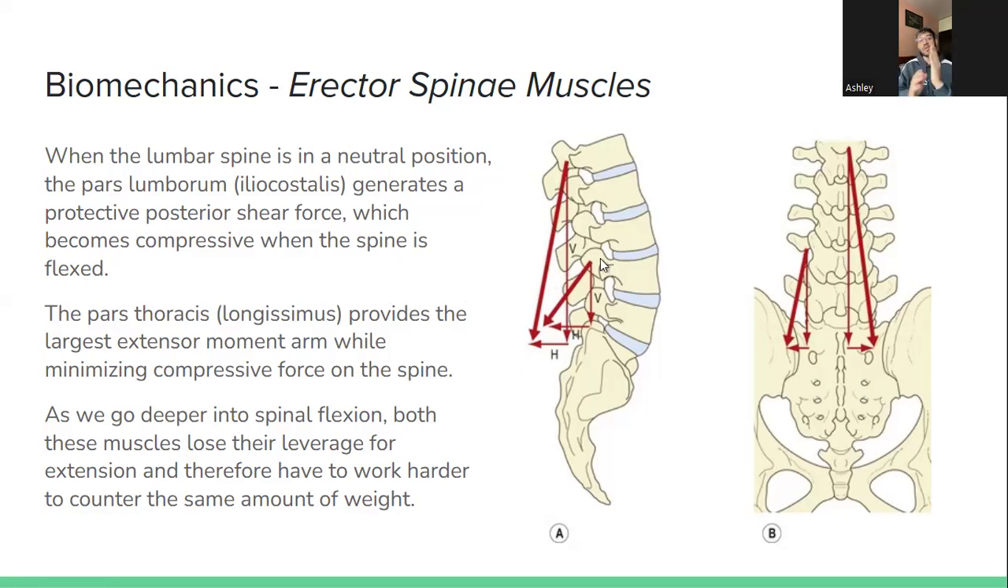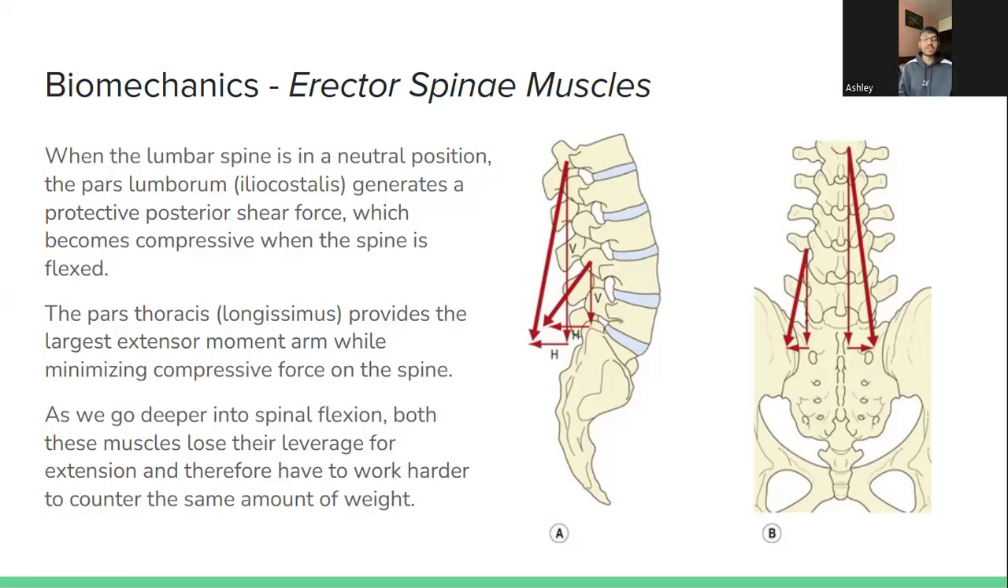Now what happens when you start to go into deeper flexion? When you have these lines like this and then go into deeper flexion, you can notice that it is now in this direction. So whenever you flex, these specific muscles don't have enough leverage to continue pulling or keeping your spine upright. They lose leverage, but now they're keeping it compressed, so they're adding more compression.